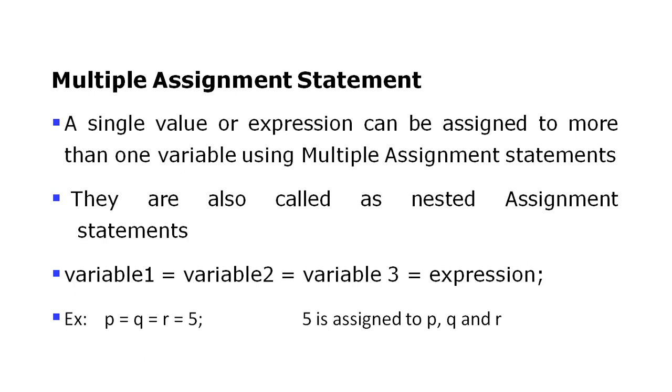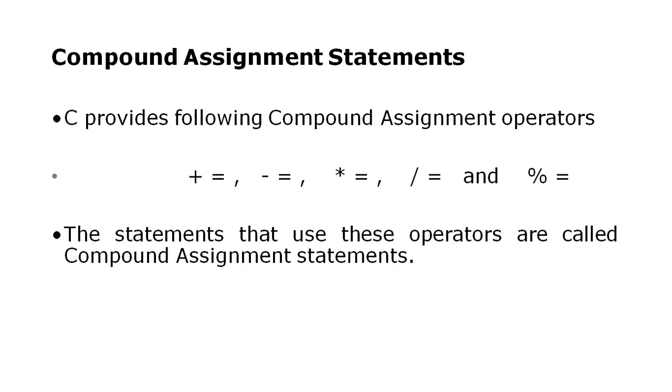A single value or expression can be assigned to more than one variable using multiple assignment statements. They are also called nested assignment statements. Variable 1 is equal to variable 2 is equal to variable 3 is equal to expression. And then compound assignment statements. These are very important, and these are provided especially in the C programming language, that is, compound assignment operators or compound assignment statements.